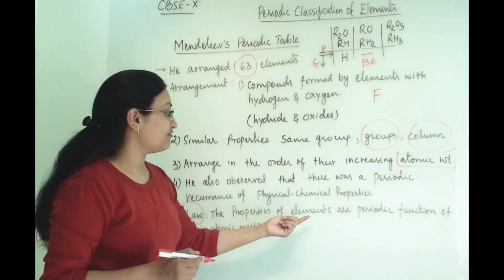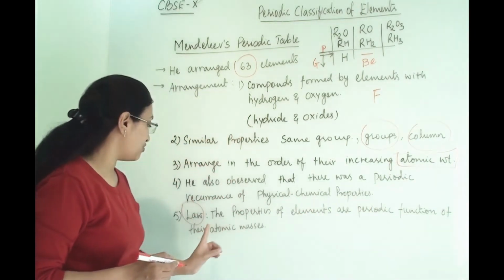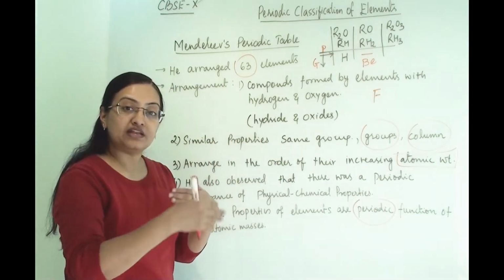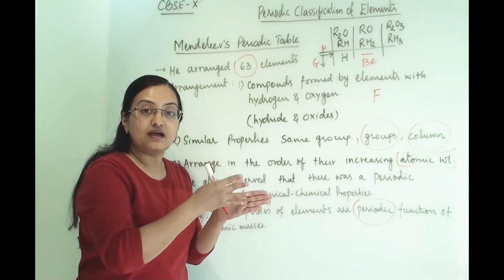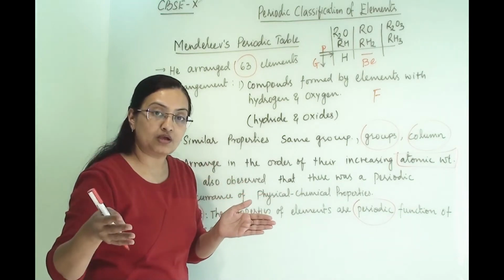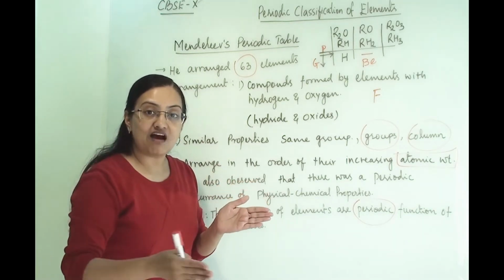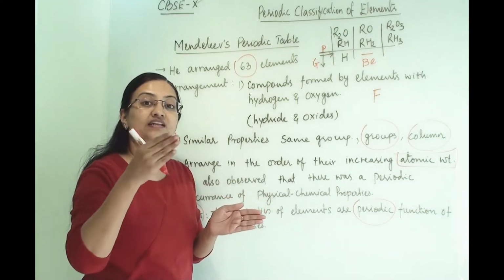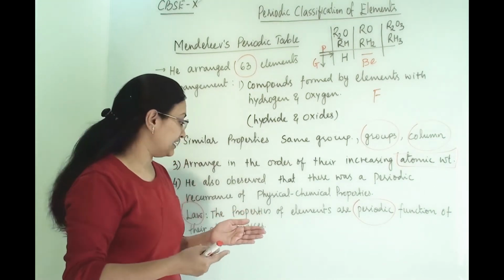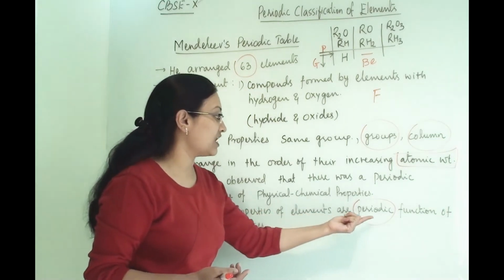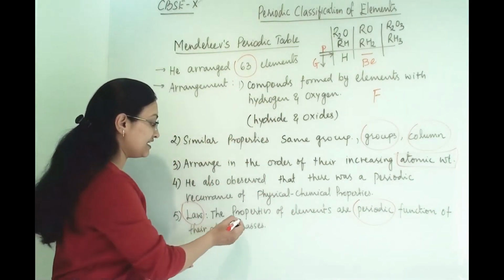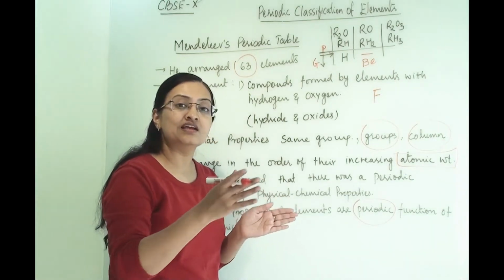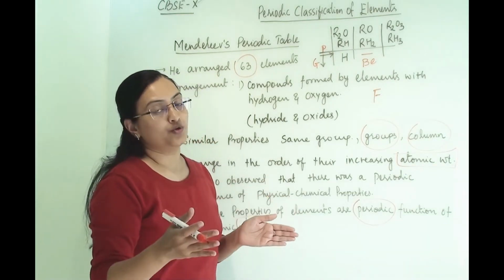The properties of elements are a periodic function of their atomic masses. Periodic function means it is repetitive. As we arrange them in increasing order of atomic mass, these properties repeat by themselves after a certain interval, after certain elements. That means the properties of elements are a periodic function of their atomic mass, and this happens when we arrange elements in increasing order of their atomic mass.